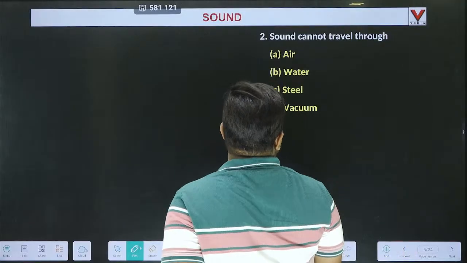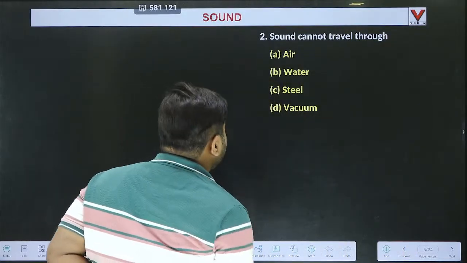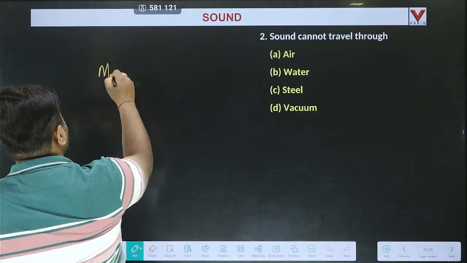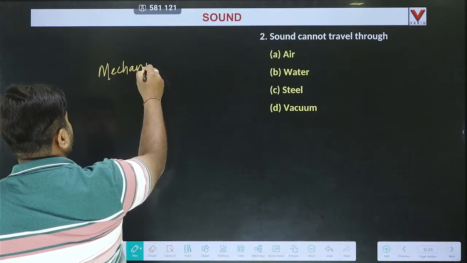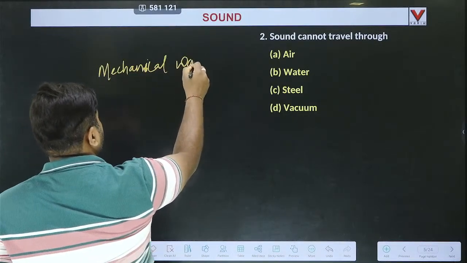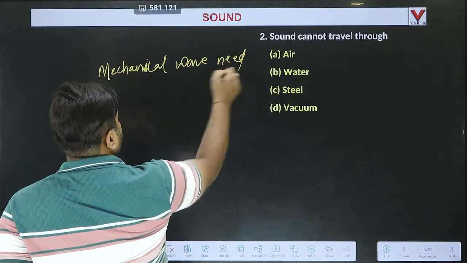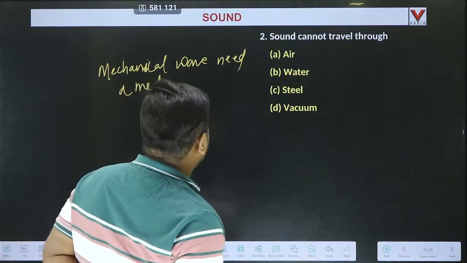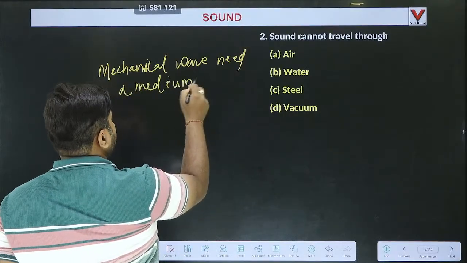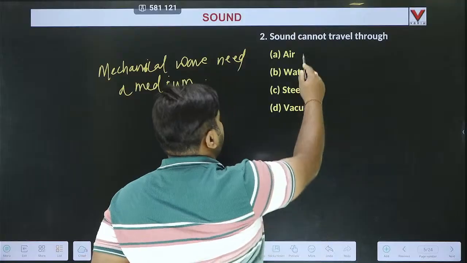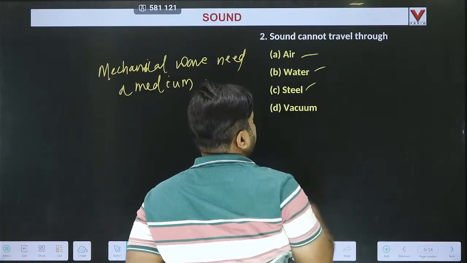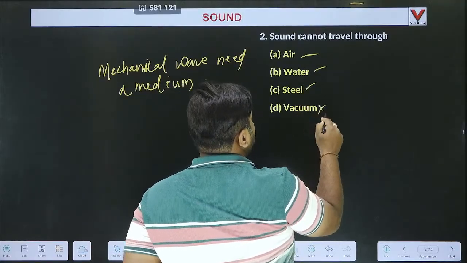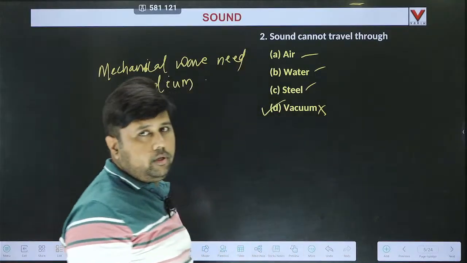Next, sound cannot travel through which medium? A sound wave is a mechanical wave, and a mechanical wave needs a medium. It can propagate through air, correct; water, correct; steel, a solid, also correct; vacuum, no, it is incorrect. It cannot propagate through a vacuum because it is a mechanical wave.